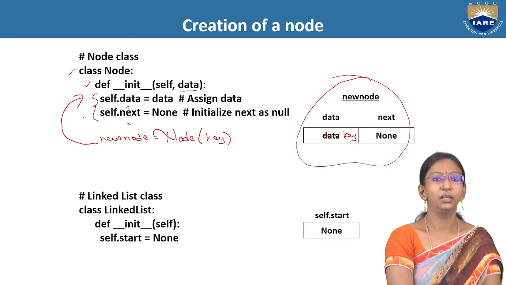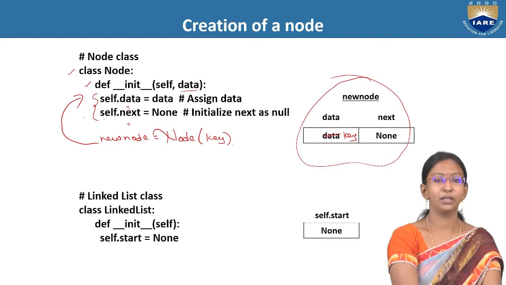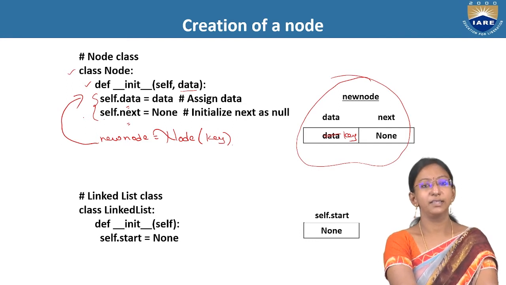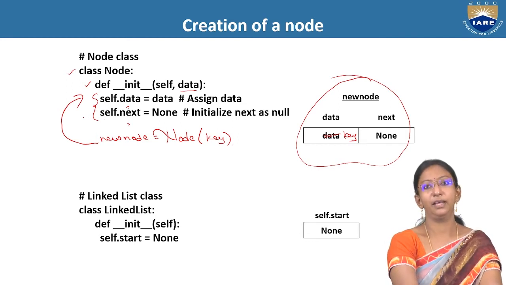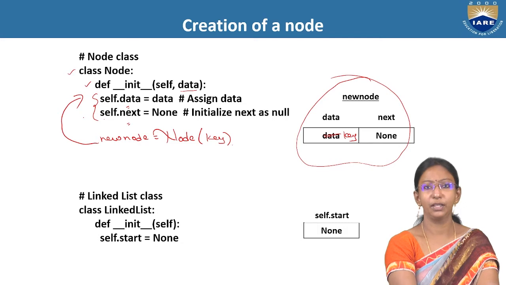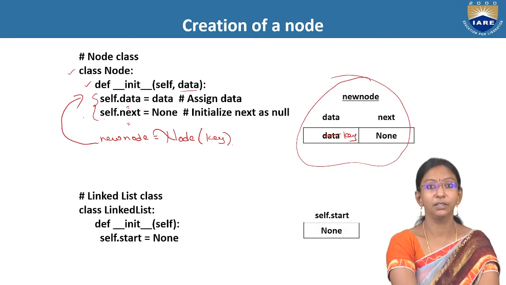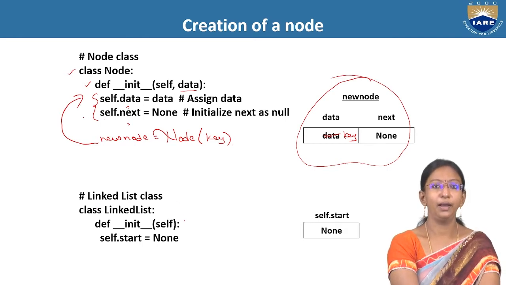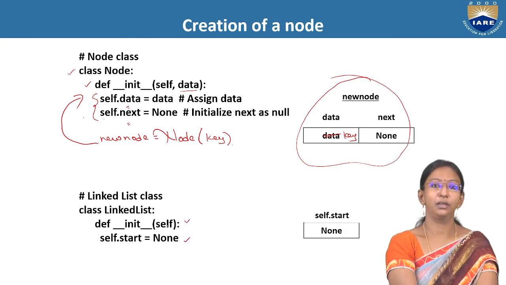Coming to the second class, the first class Node is meant only to create a node. In the second class, I'm naming it single linked list or linked list, whatever relevant name you want to give. With that, I'm going to start a constructor of it where start is filled with None. Why?